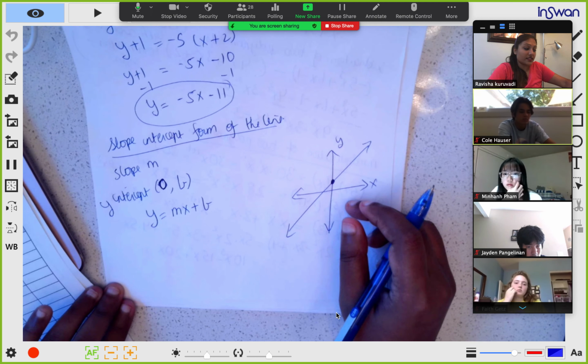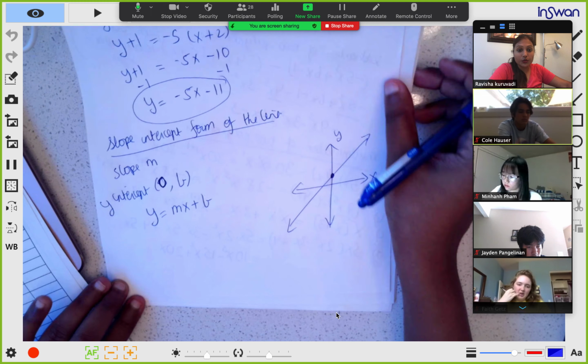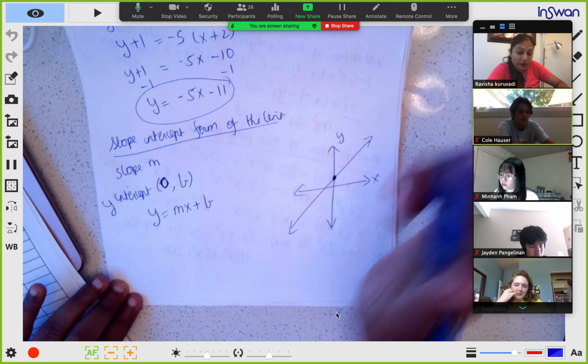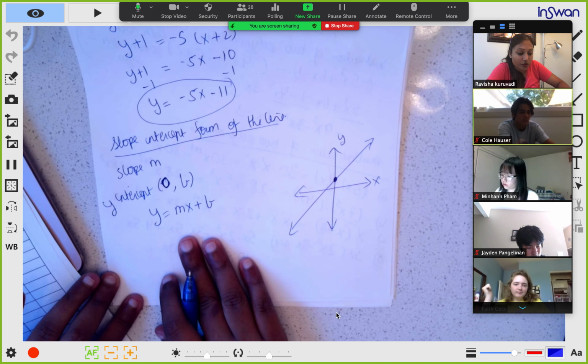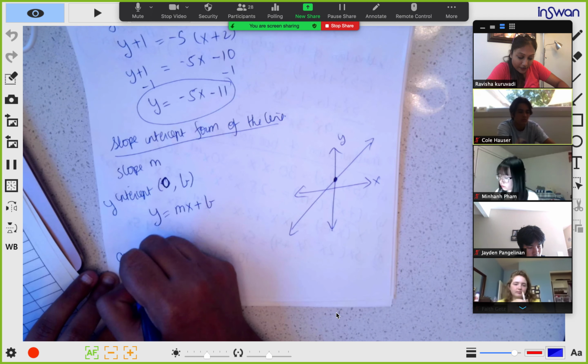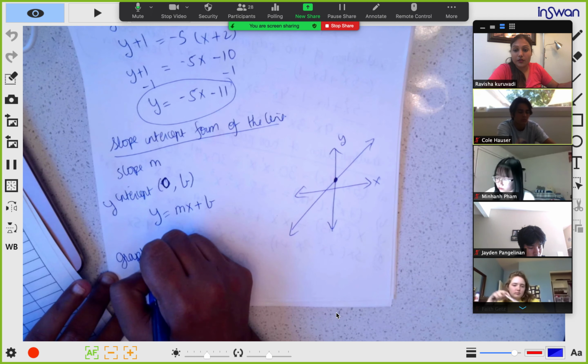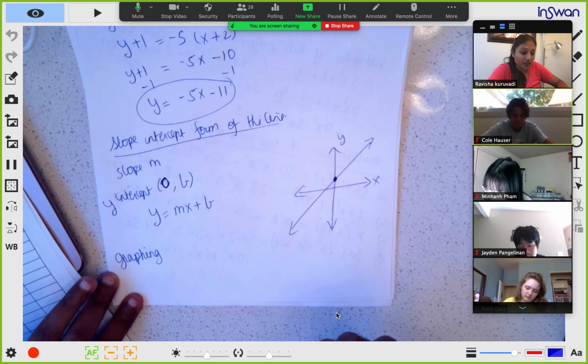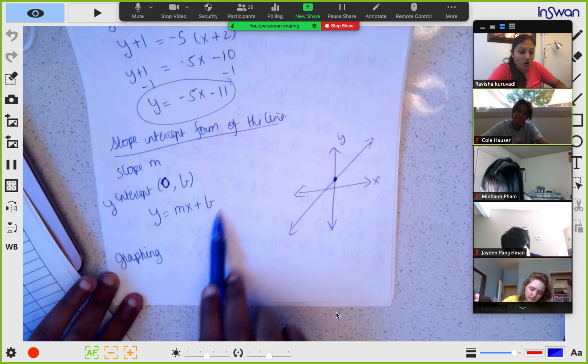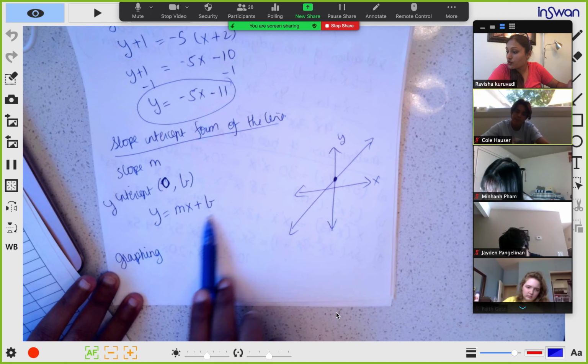So basically the next thing they want you to do is graphing. In the next part we will be doing more problems on slope intercept form, but right now they want you to go on to graphing. You will be given the equation in slope intercept form, and they want you to graph it.